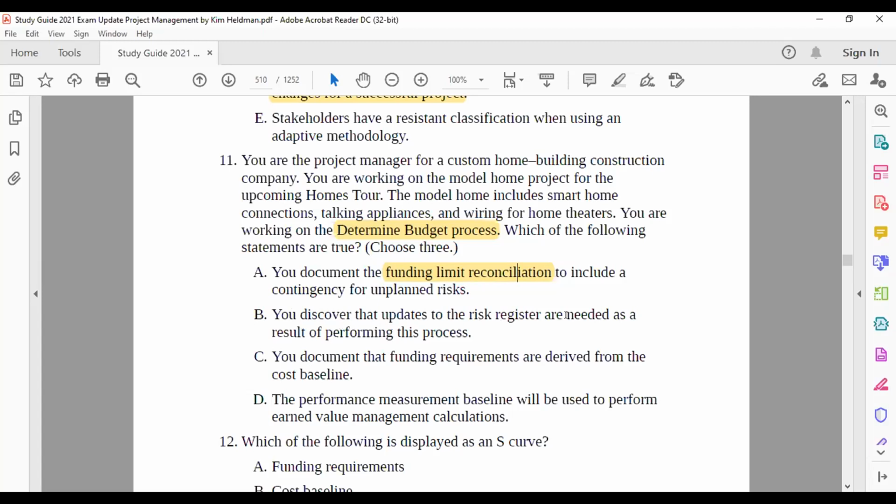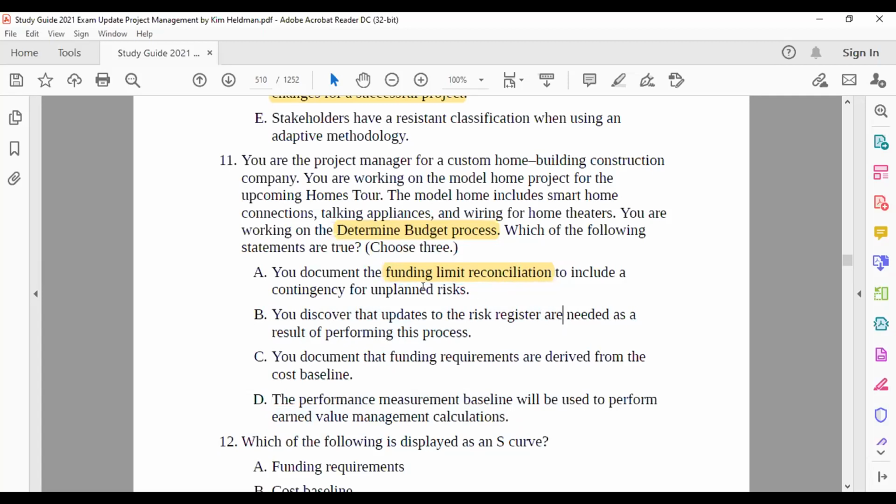You discover that updates to risk registers are needed as a result of performing this process, because in the risk register you will add contingency reserves and management reserves. You document funding requirements. Performance measurement baseline will be used for the earned value management calculations. So yes, B, C, and D were correct. A was wrong because of this funding limit reconciliation.